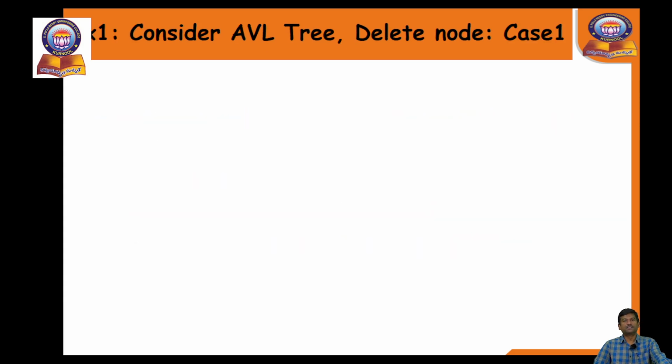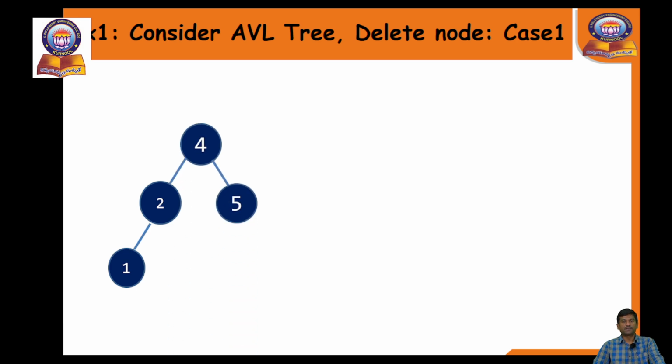So consider the case 1 example. Here you are provided with an AVL tree, and the first prerequisite is to check whether the given tree is an AVL tree or not. How to check whether the given input is an AVL tree? The properties of the binary search tree remain the same, and the balance factor has to be checked.